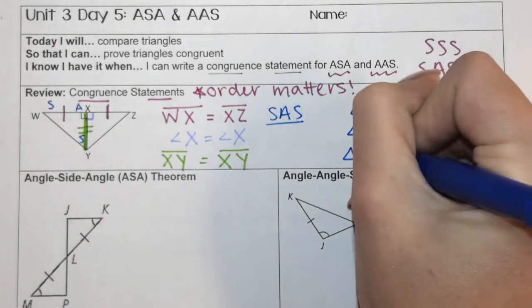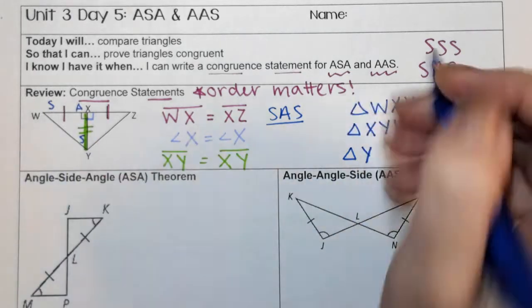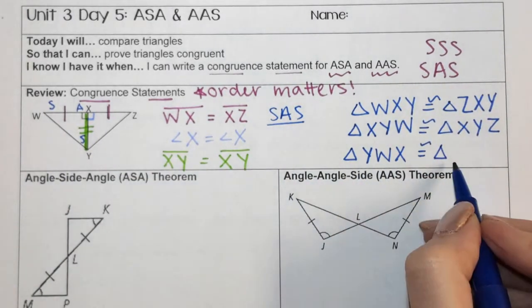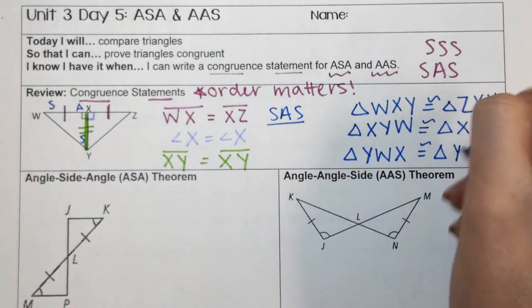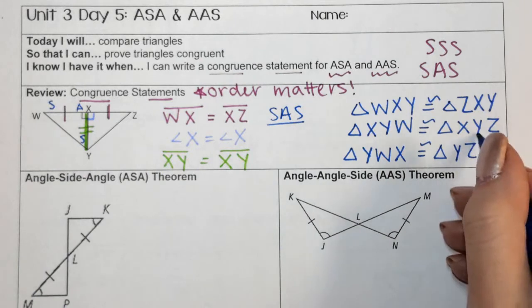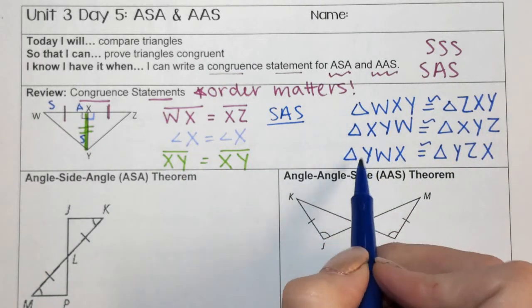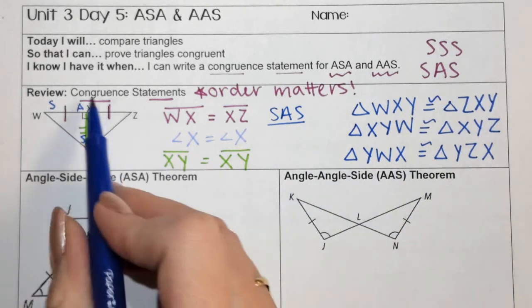And then last, if I want to start with Y in the beginning, I would go Y, W, X. And to make the congruent statement the same, I'm going to go Y, Z, X. So again, I'm just shifting those letters over. So this is just so you can see that all of these are correct answers. They're all a different way of writing the same congruent statement.